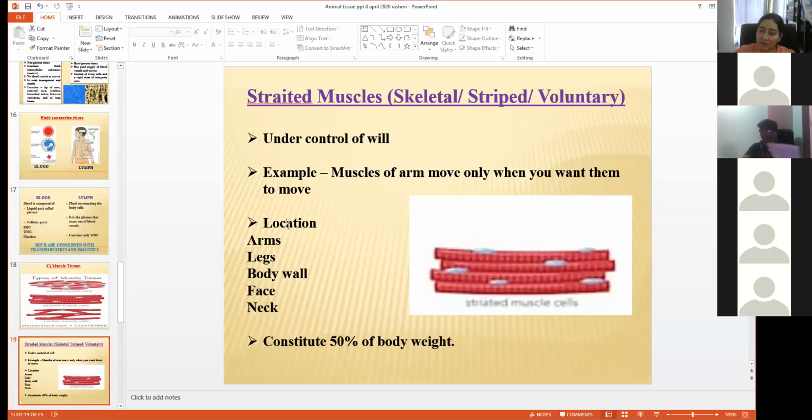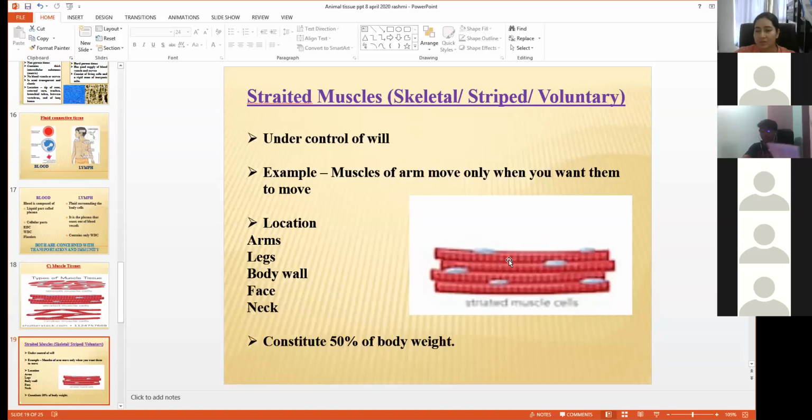The things under my control are the muscles of the arms, the legs, the entire body, your face and your neck. I can move my neck, I can smile, I can cry. All these muscles are under my control. That's the reason they are called voluntary muscles. They constitute 50% of your body weight. If your body weight is like 45, half of it is because of the skeletal muscles.